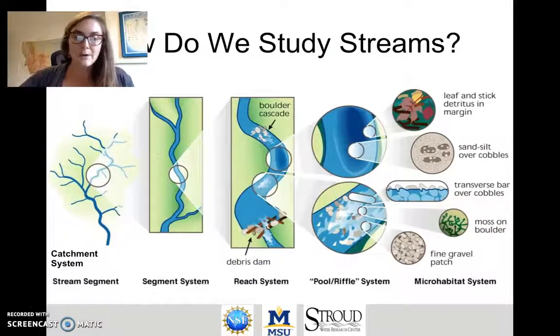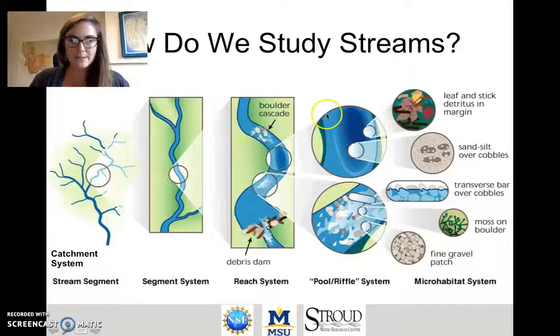So researchers think about a variety of different scales when they study streams and the physical habitat conditions of streams. The largest is the catchment or watershed scale, so that's shown over here on the left. That would consider the entire network of all the different rivers that contribute to that catchment or watershed. We then have progressively smaller sections of streams that researchers might be interested in studying, including a reach system, or even microhabitats, which would include things like leaf packs, or areas of sand, or even a fine gravel patch.